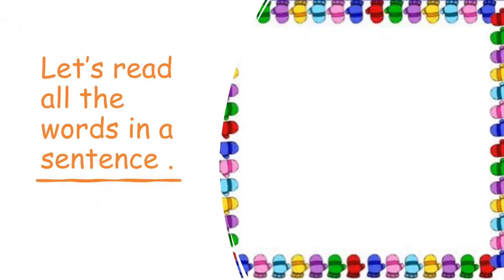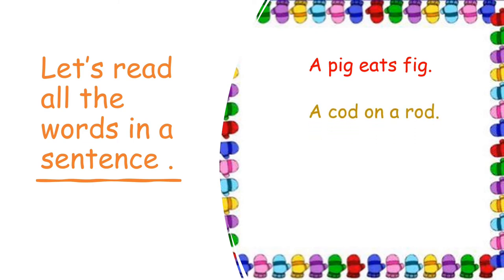Children, now let us read all the words in a sentence. A, p, ig, pig. E, a, t, s, eats. F, ig, fig. A pig eats fig. A, k, odd, cod. O, n, on. A, r, odd, rod. A cod on a rod.